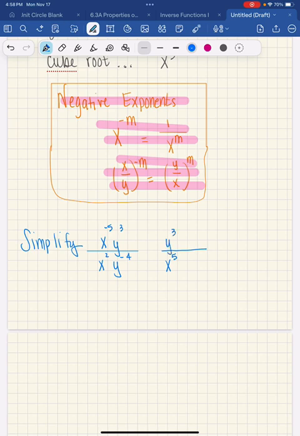I have x squared. It's positive 2. I'm not going to move it. I'm going to leave it right here as positive 2. But y to the negative 4, it is negative in the denominator. So when I flip it, I'm going to bring it up to the top and make it positive. Negative exponents move, positive exponents stay the same. The answer to this is y to the 7th over x to the 7th.